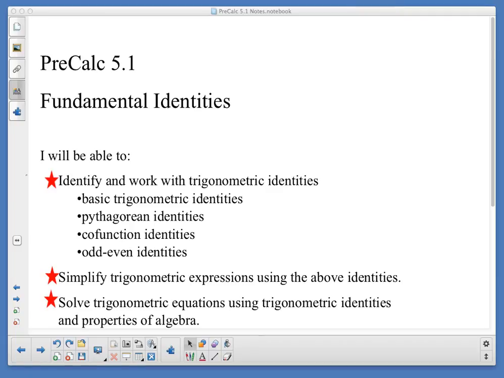We're going to do PreCalc 5.1, and hopefully you're doing this at home tonight, the night after the test. And we've got PreCalc 5.1 fundamental identities. I will be able to identify and work.